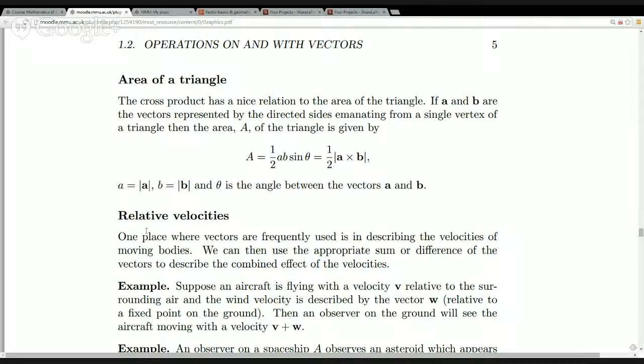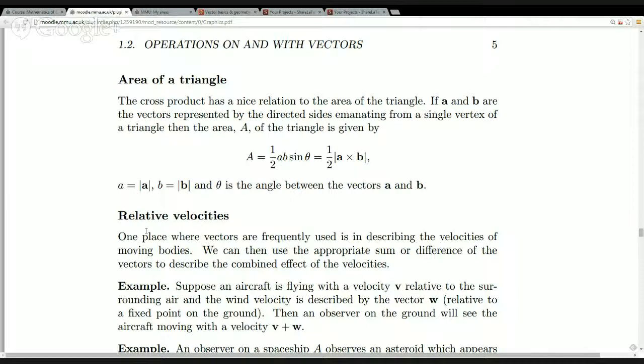Or a second example, suppose you're on a spaceship traveling through the galaxy, and you might observe an asteroid, just a big piece of rock zooming through the galaxy. So an observer on the spaceship might measure that the asteroid is moving with a velocity vector v relative to them. On spaceship A, they see this asteroid, and it might be moving away from them with a velocity v.